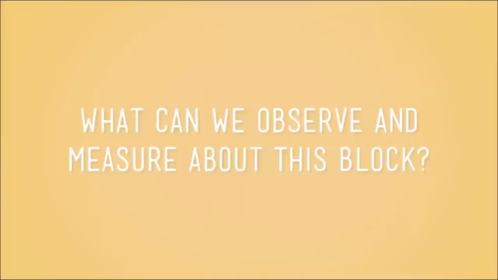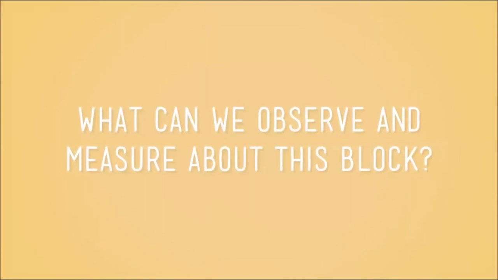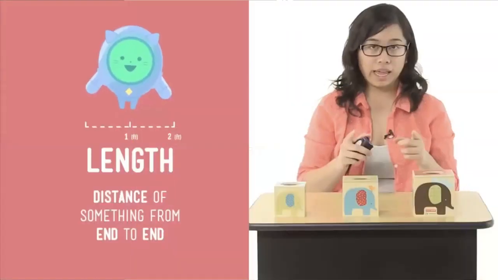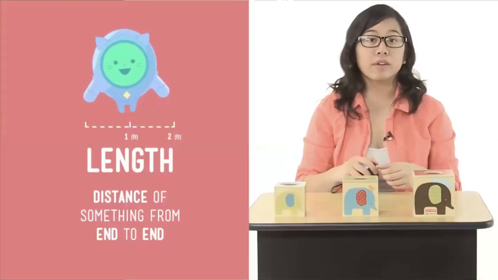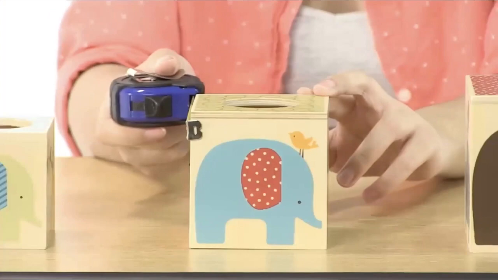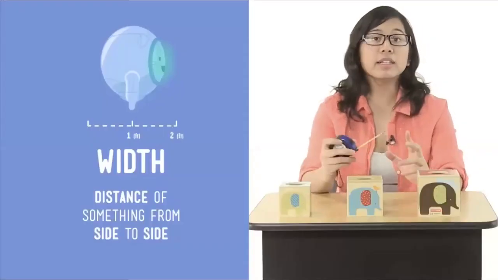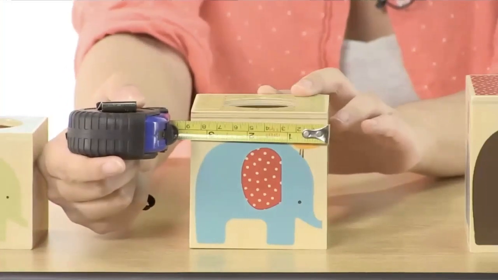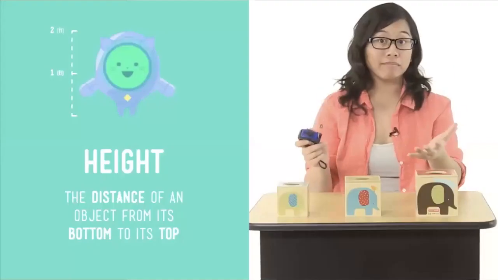So a better question to ask might be, what can we observe and measure about this block? Let's start with the big one here, length. Length is just the distance of something from end to end, and this block's length is 8.5 centimeters. Width, meanwhile, is the distance of something from side to side, and its width is 8.5 centimeters. Height. That's an easy one.